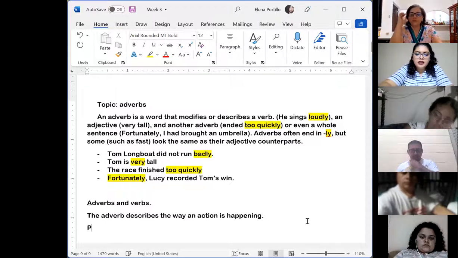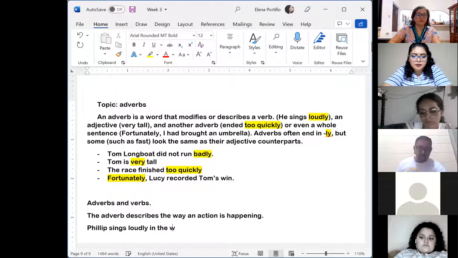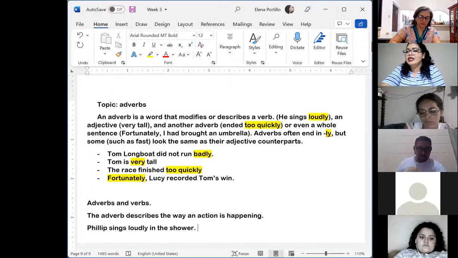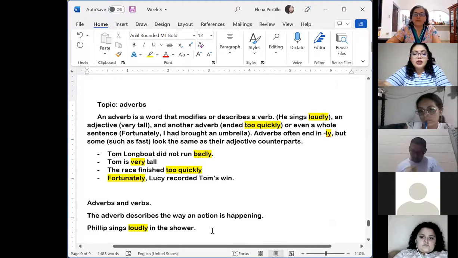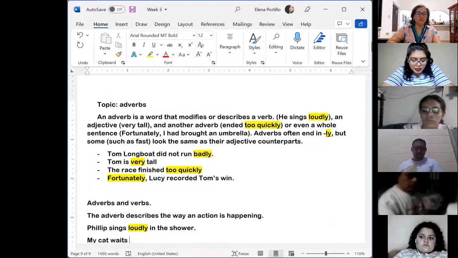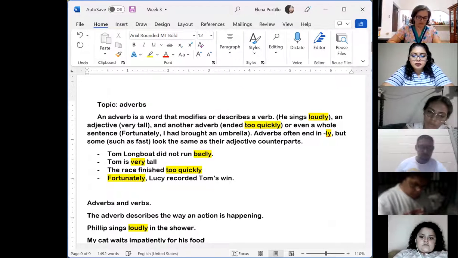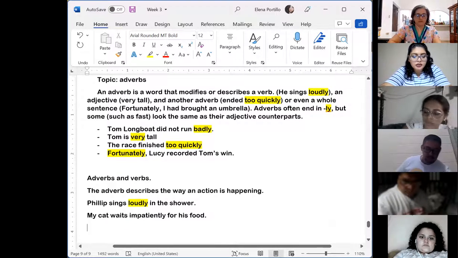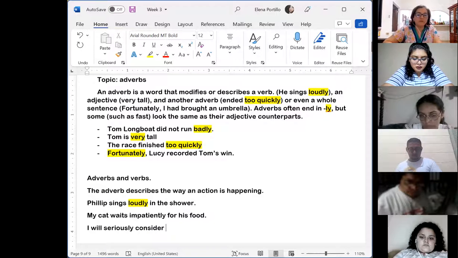So we have in this case, Bill or Philip sings, that is the action, that is he is singing loudly, muy fuerte, in the shower. Something that is very common, right? Singing in the shower. So he is singing loudly in the shower because he is feeling the song in that moment, right? Then we have, my cat waits impatiently for his food. And then we have, I will seriously consider your suggestion.